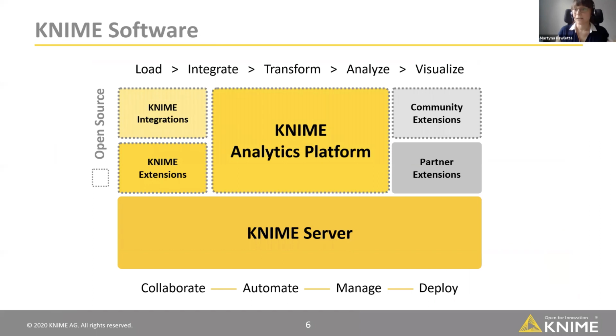Additionally to the platform, there are also different integrations and extensions available that we provide, but there are also community extensions and partner extensions available. When it comes to collaboration with your colleagues, to automation, workflow scheduling, workflow management, or even deployment, for example when you would like to share a web application with your colleagues, the KNIME Server comes into play. Today, we want to focus on one particular extension and on the KNIME Analytics Platform. And here we will talk a bit more about the text processing extension.